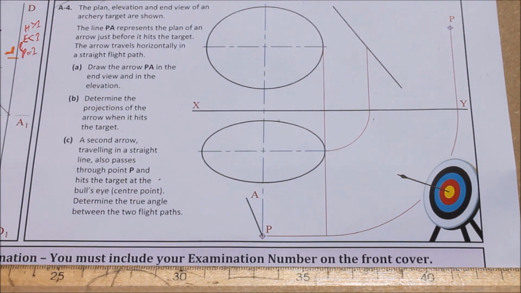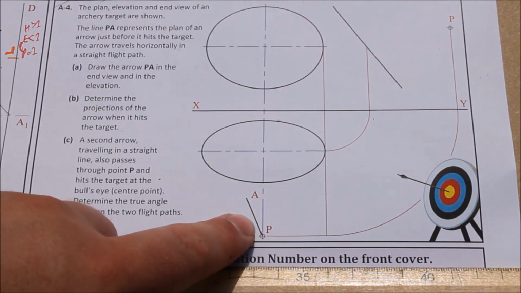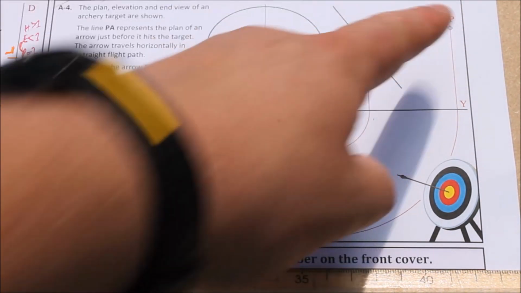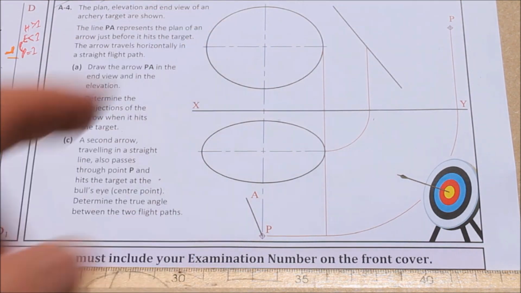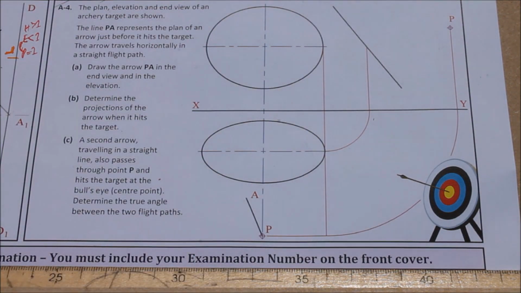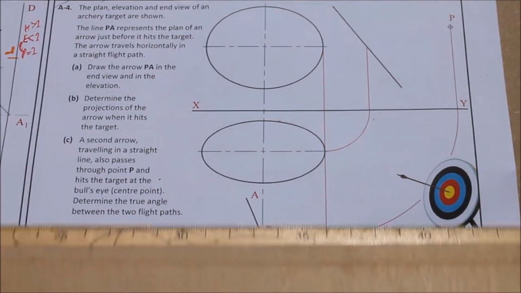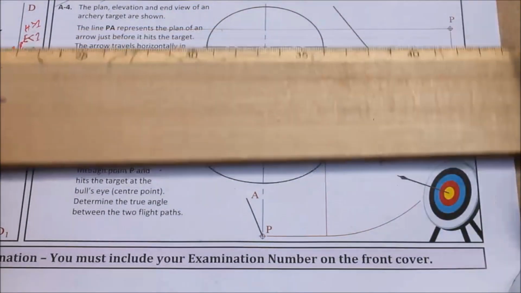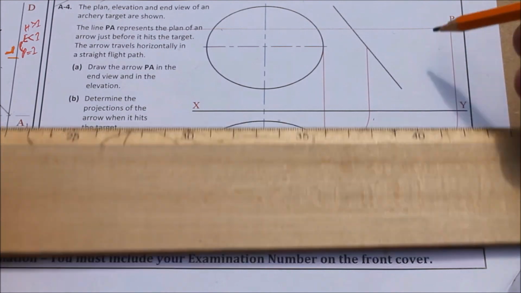Okay, and then it says determine the projections of the arrow when it hits the target. So this is the arrow before it's shot. What they want you to show is it here before it's shot and show it in the elevation before it's shot also. So let's start projecting over. It's horizontal, so that means if you draw a straight line up from P, just continue it over, it is going to be on that line somewhere.